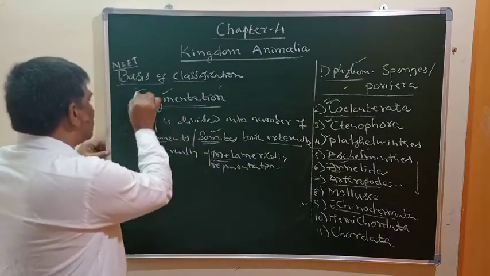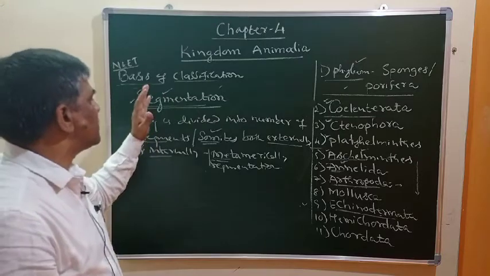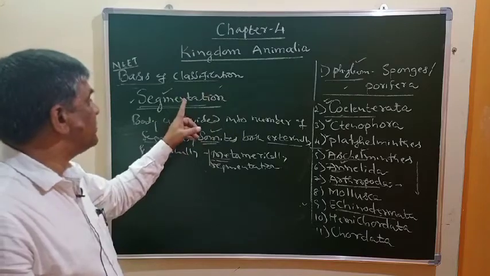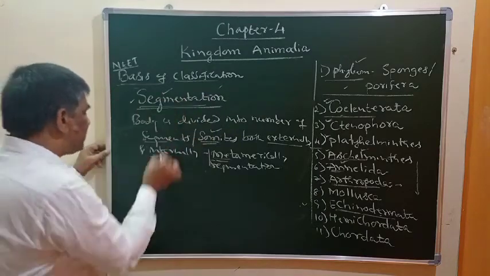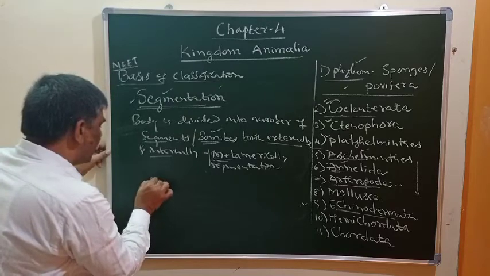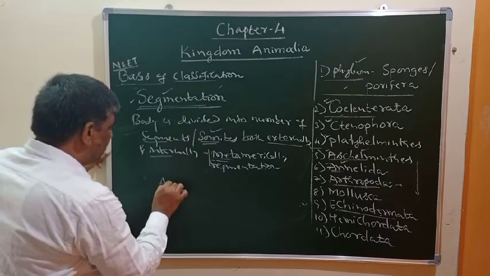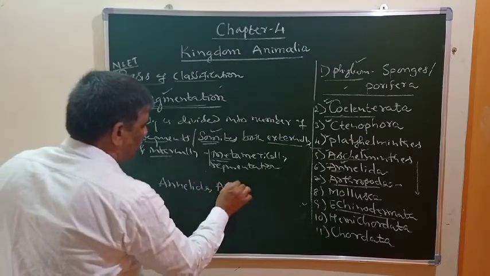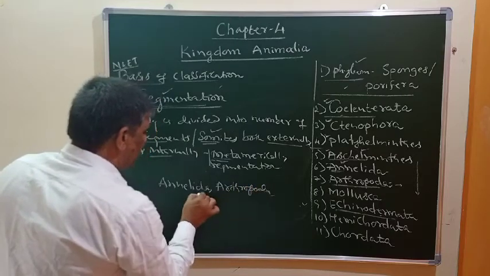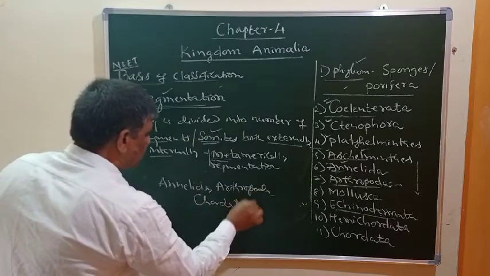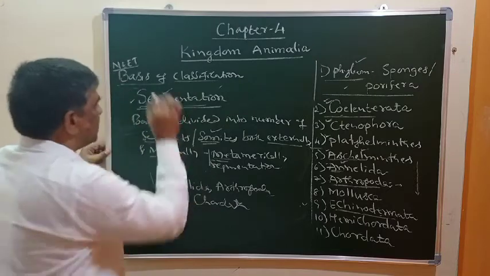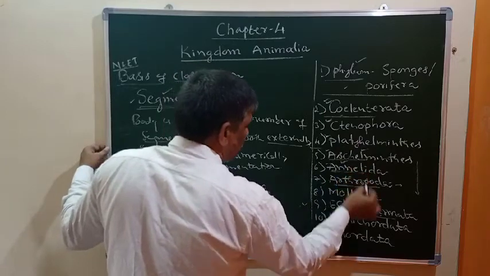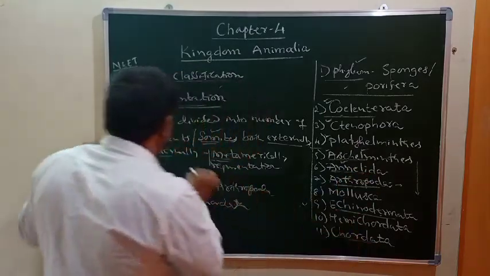So like this we can call. The animals which have segmentation in their body also have a separate head, and this segmentation is characteristic of only three phyla: Annelida, Arthropoda, and Chordata. These are the only three phyla where this segmentation is present. This is very, very unique and specific.